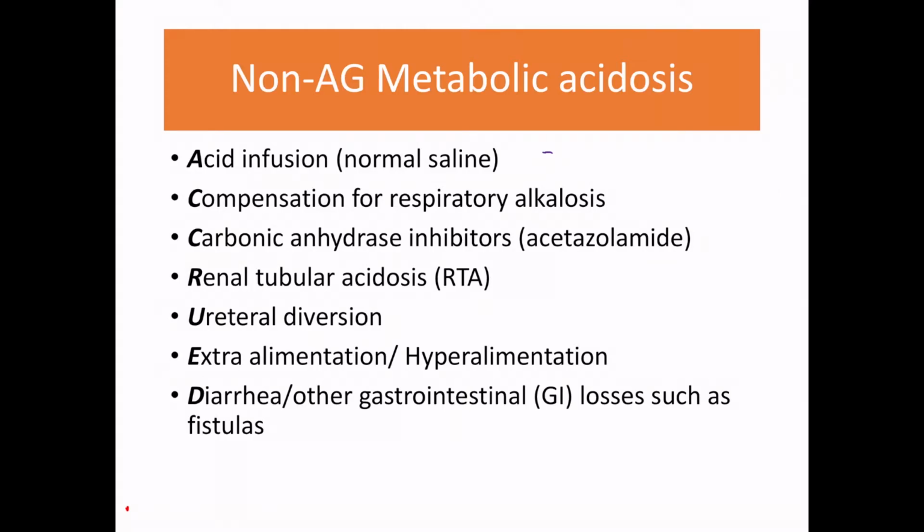In this section, we're going to talk about non-anion gap metabolic acidosis. A mnemonic for this is ACCRUED, and you'll see here that each of those stand for something: acid infusion, such as with normal saline; compensation for respiratory alkalosis; carbonic anhydrase inhibitors, such as acetazolamide; renal tubular acidosis, the one that we're going to talk about primarily today; ureteral diversion; extra alimentation or hyperalimentation; or diarrhea being some of the major causes.